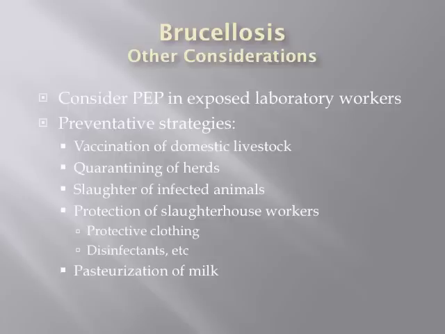There's a variety of different preventative strategies for brucellosis, like vaccinating domestic livestock. There is a vaccine for Brucella among livestock and agricultural animals. Unfortunately, there's no vaccine for humans, but there is one for livestock. Quarantining of herds is also advised if there's an outbreak of Brucella. Sometimes infected animals are slaughtered to prevent a further outbreak. And slaughterhouse workers should be protected with protective clothing and use of disinfectants. And pasteurization of milk also obviously is a chief strategy. If you have unpasteurized milk, you have to worry about Brucella as well.